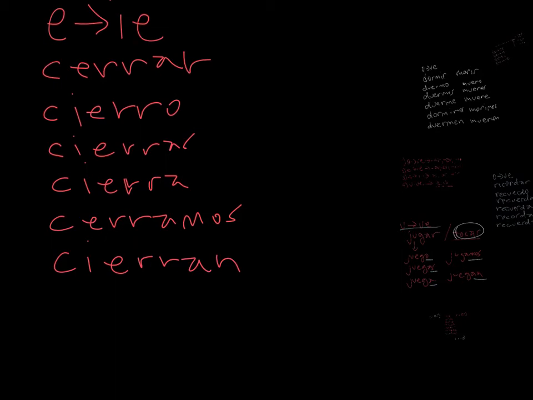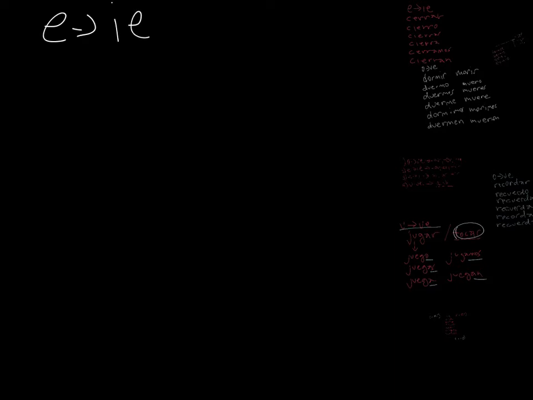Again, E changes to IE for the verb cerrar, which is to close. Second to last syllable. Cierro, cierras, cierra. Nosotros never changes. Cerramos and cierran. Okay? Now we're going to do again E to IE with a verb that you are familiar with, which is to understand. To understand in español is entender.